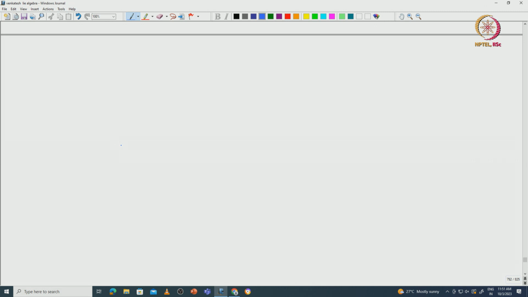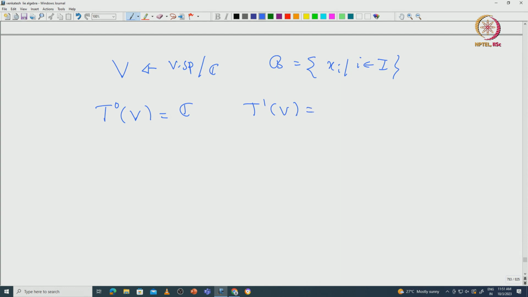So let us see that definition. We have V, which is a vector space, and it also has this basis xi, i in I. Now we will take the tensor powers of V. For example, we take the zeroth tensor power to be just the complex numbers, the first tensor power to be just V, and the second tensor power to be V tensor V.